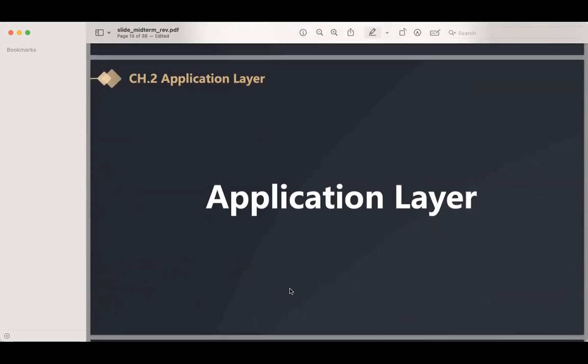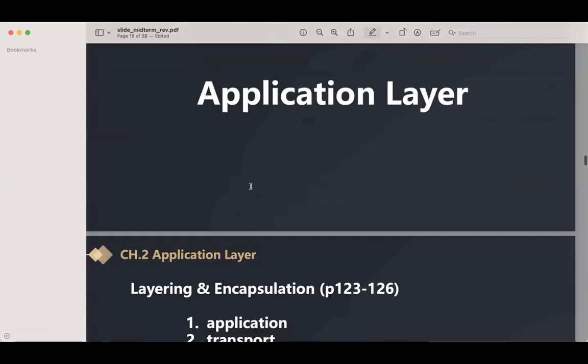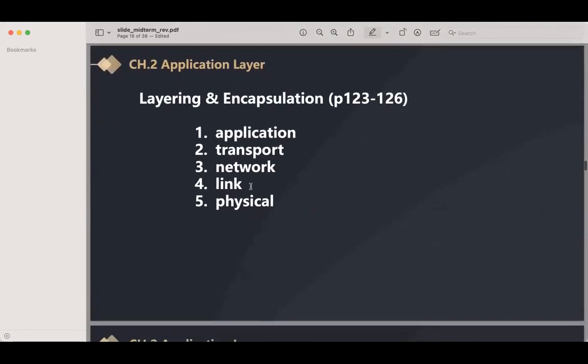Okay, so that's all the things you need to know in networking. And now we come to the application layer, which is harder. We have lots of things to be covered. So the first one is about layering. You need to know how many layers we have. And that's the main content we will learn in the course. We will have 5 different layers.